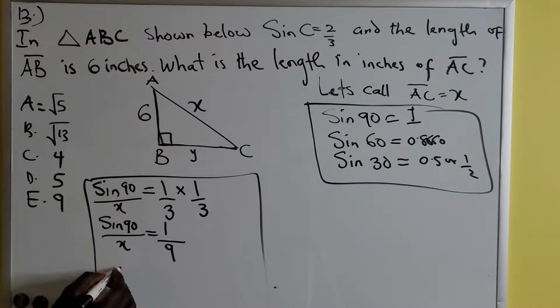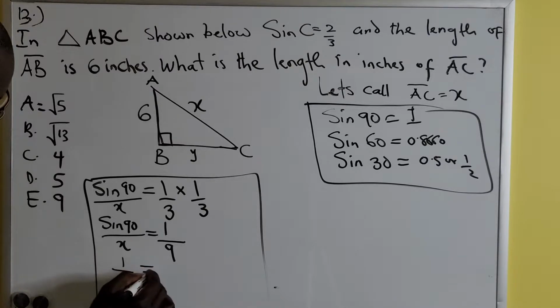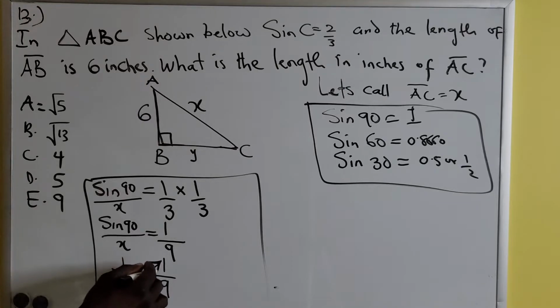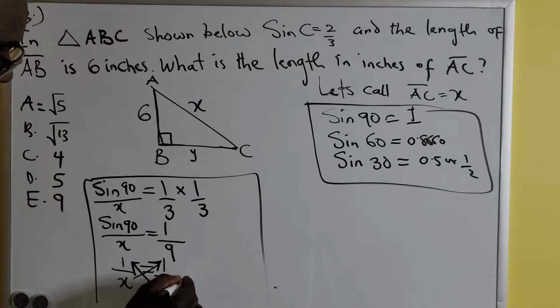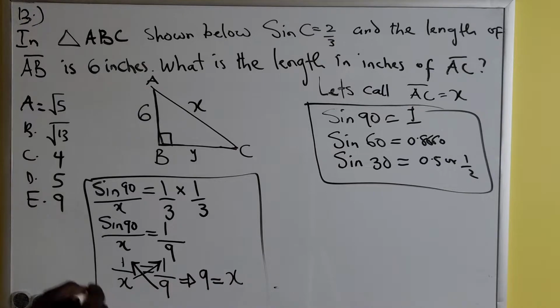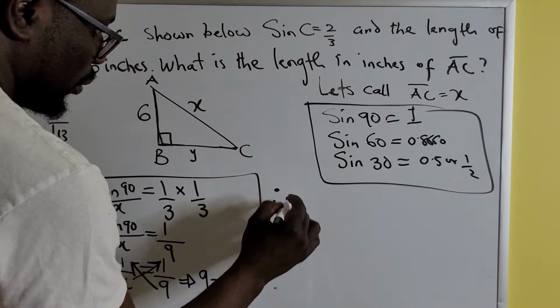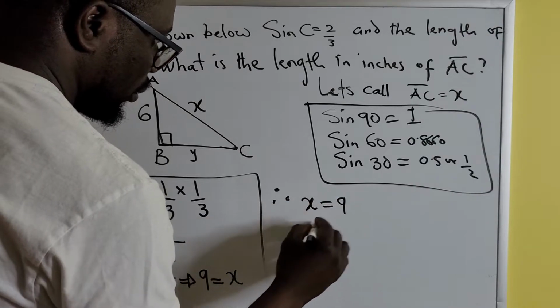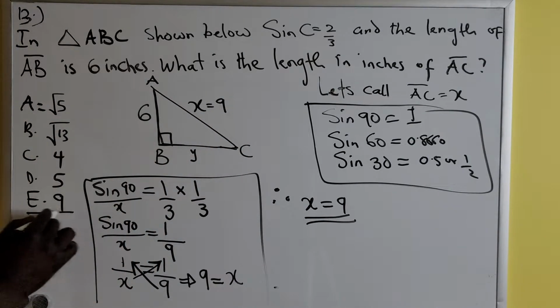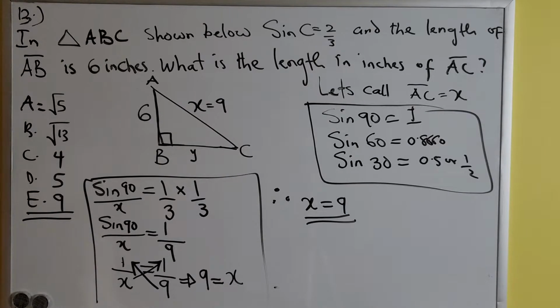So instead of writing sine 90, we can say 1 divided by x is equal to 1 divided by 9. So now that you have this information, what you need is x, right? So you can cross multiply right here, which means times this by this. Now 1 times 9 is 9, equal to 1 times x, which is x. So therefore x is equal to 9. That's your answer. So this x right here is actually 9, and your option is option E. X is 9. So that is how you solve that equation.